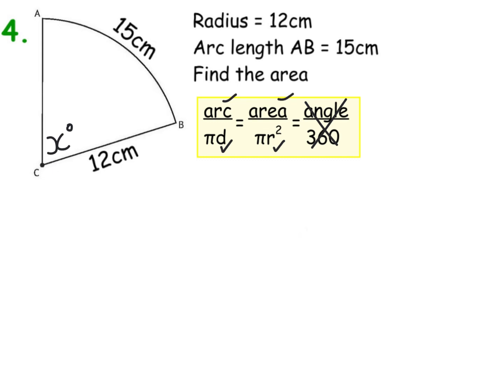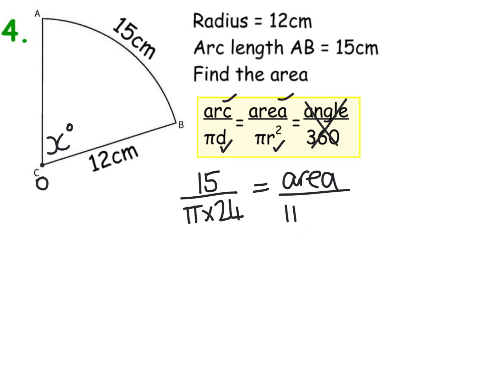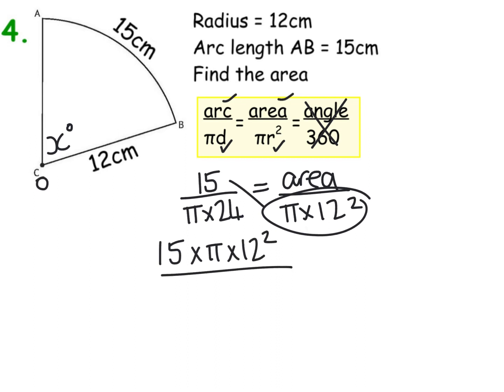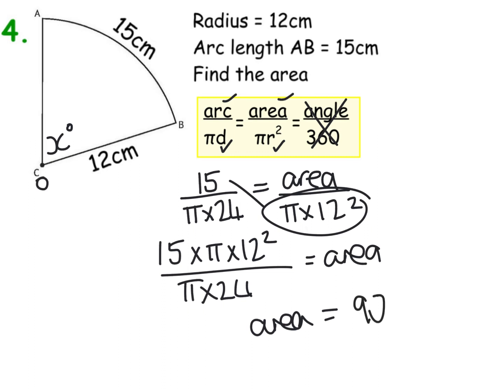So I know my arc is 15, so I'm going to write 15 over pi times d. My diameter is, so remember this is the radius because that's the centre of the circle, so my diameter is 24, equals my area, don't know that, over pi r squared. So pi times 12 squared. We want area on its own, so this is going to get cross multiplied up to here. So I have 15 times pi times 12 squared all over pi times 24 equals my area. And if you type that in, we get 90. So the area is 90 centimetres squared.